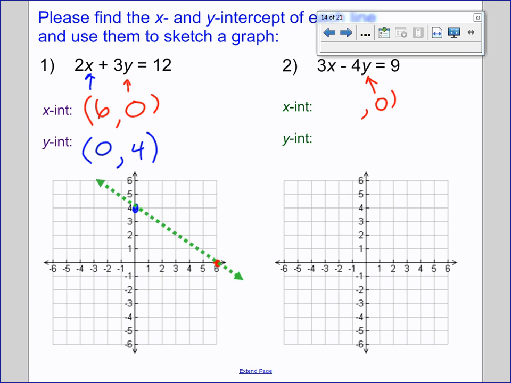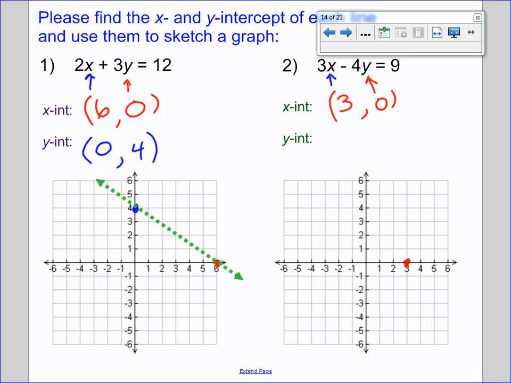Again, plugging 0 in for y and solving for x gives me the x-intercept. So the y term disappears, and I'm left with x equals 9 divided by 3 is 3. So (3, 0) is my x-intercept. Raise your hand if you had it. (3, 0) for x-intercept. Good. Plugging in 0 for y gives us the x-intercept value.